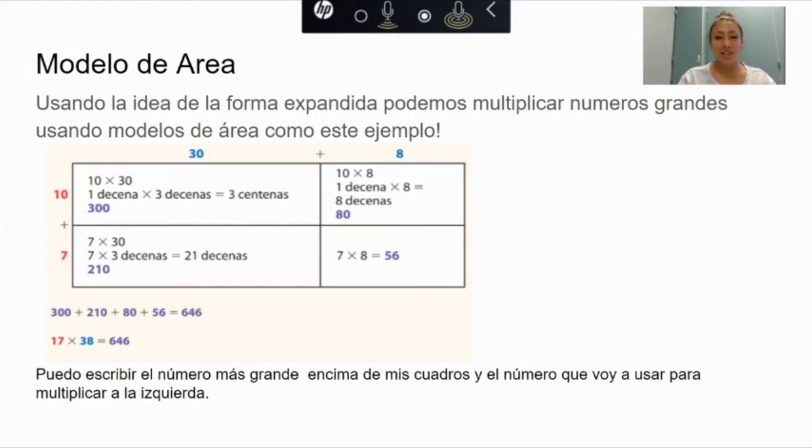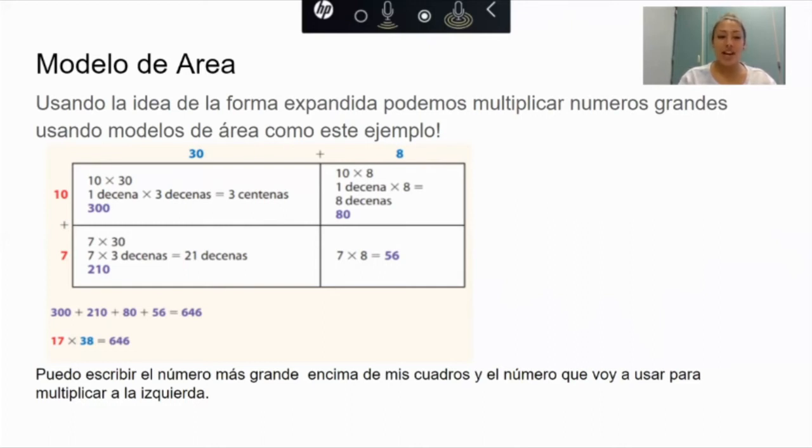Pueden escribir sus respuestas en la caja número 2 de sus notas. También pueden copiar este ejemplo en sus notas para tenerlo para más tarde. ¿Están listos? Repasamos este ejemplo. Aquí tengo la pregunta. ¿Qué es 17 multiplicado por 38?